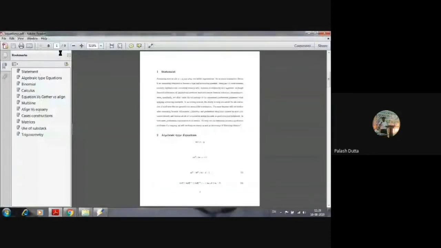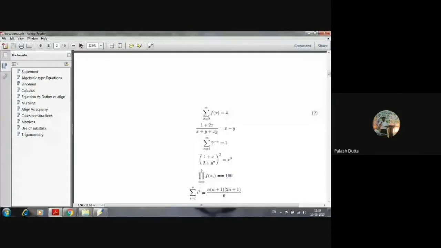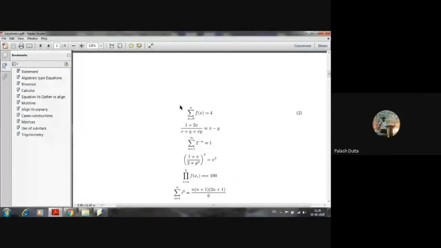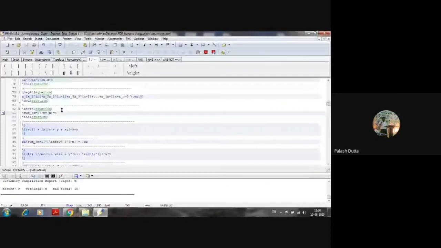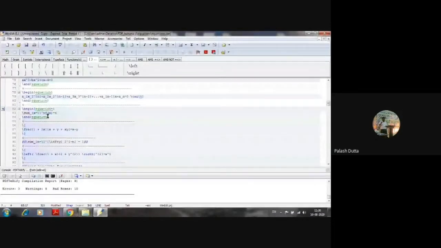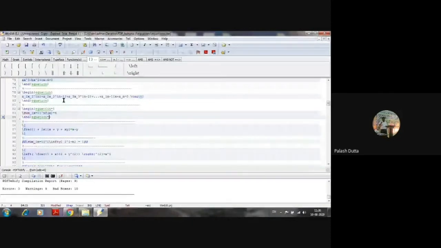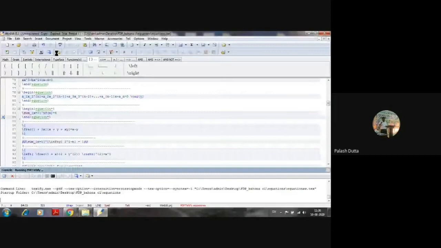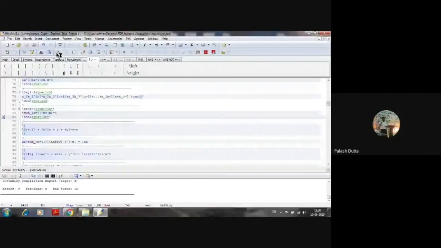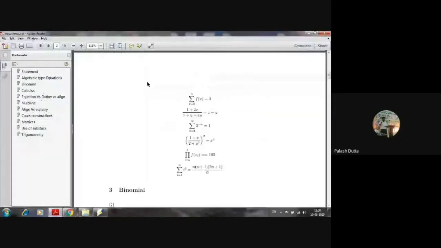See, when I remove the no tag option, then the number occurs here, right? Occurs here. If I use the asterisk symbol here, then the number will not occur. Equation number. Yes, you can see here.